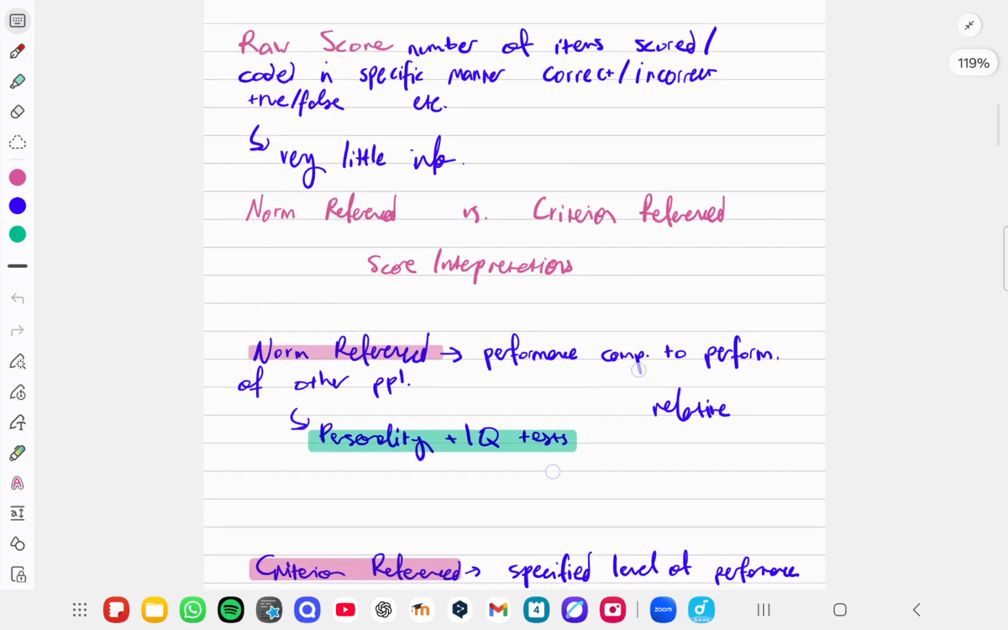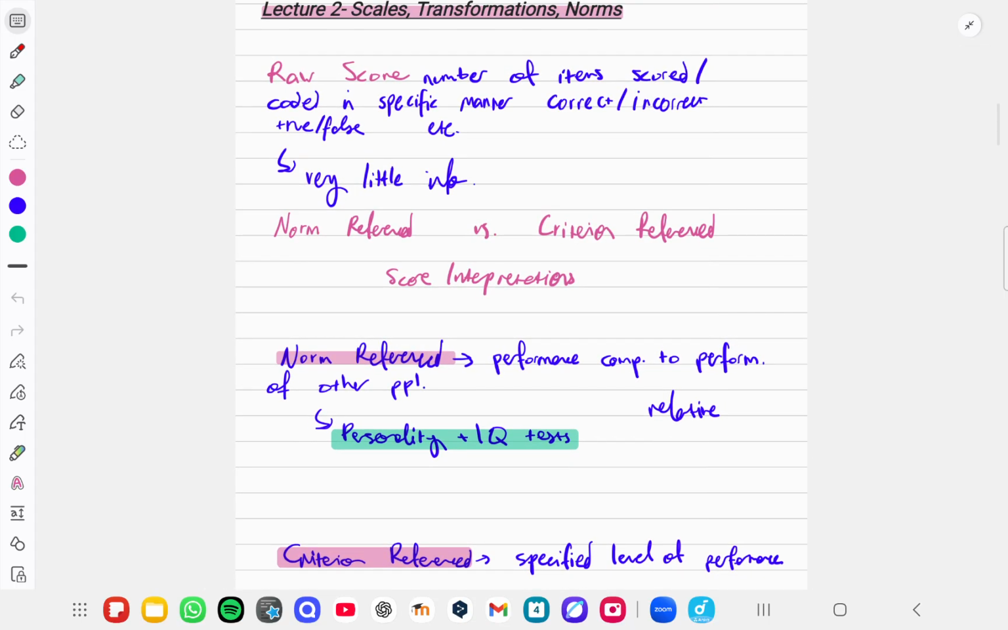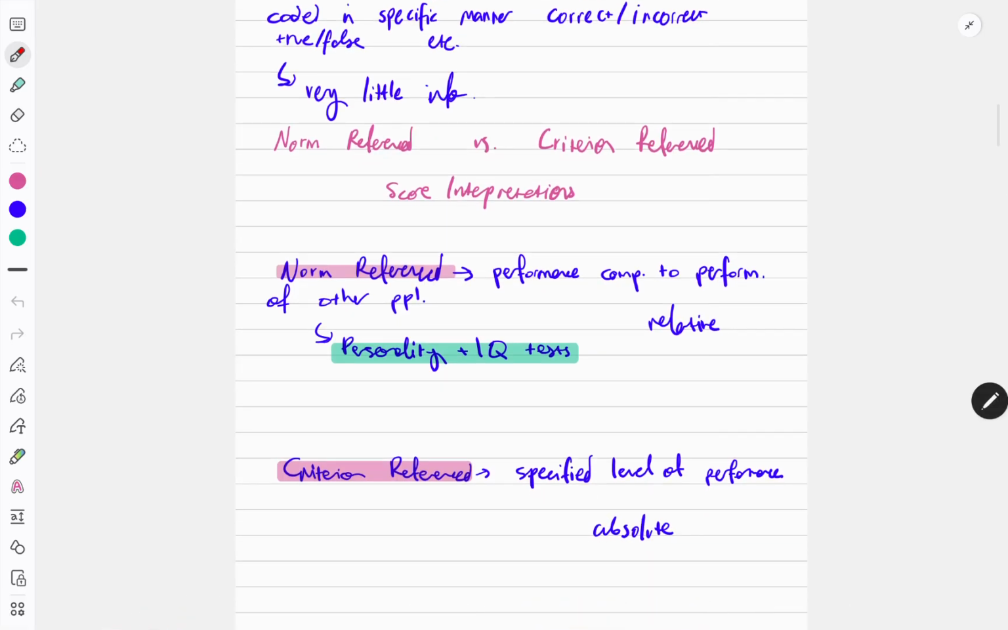We need either norm reference versus criterion reference score interpretations. So in terms of norm reference interpretations, what it means is that we are just comparing their performance to a norm, to other people that constitute the norm. This could be in terms of personality tests or IQ tests, like when you are doing, for example, an extroversion introversion test. There should be a norm, an average person that is neither introverted nor extroverted, so you could be put in either one of these categories.